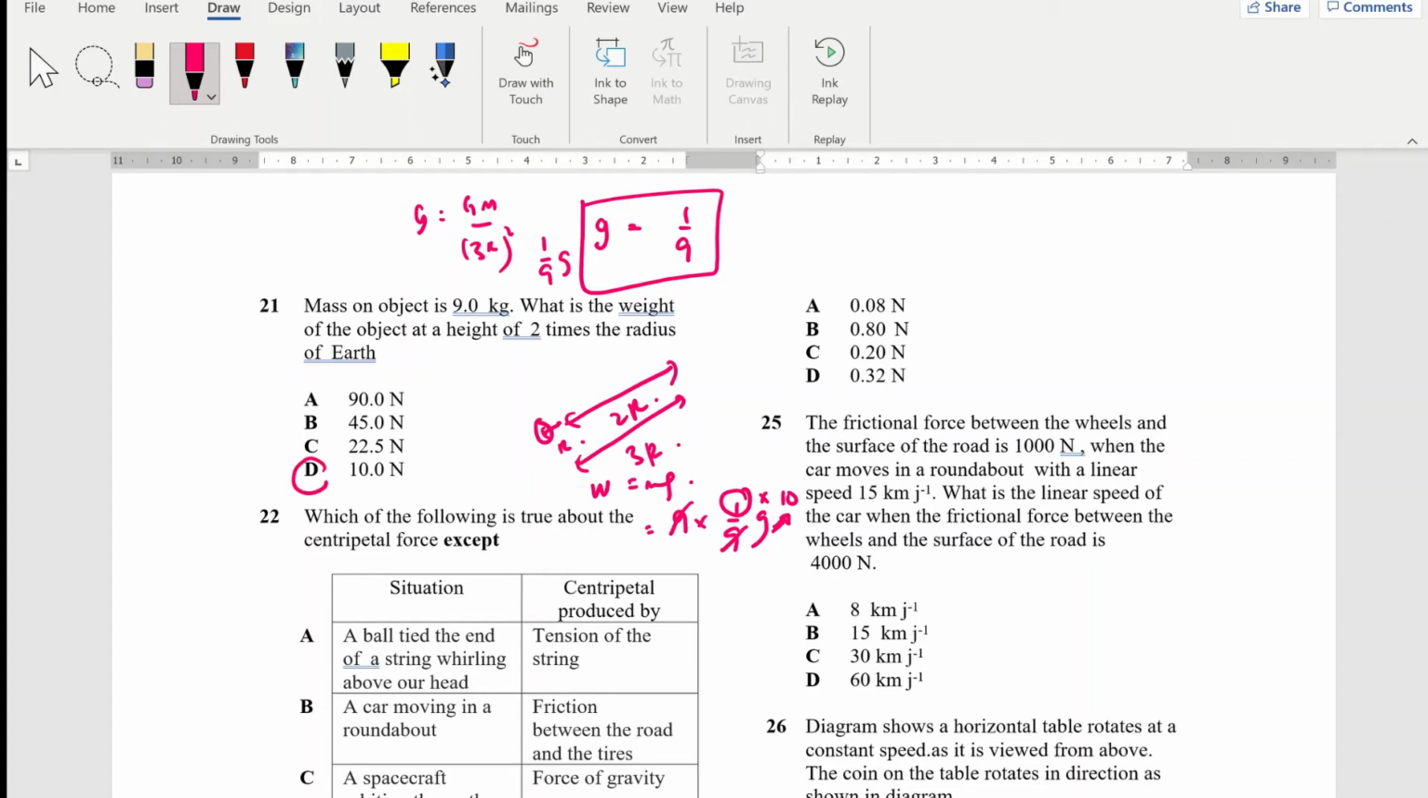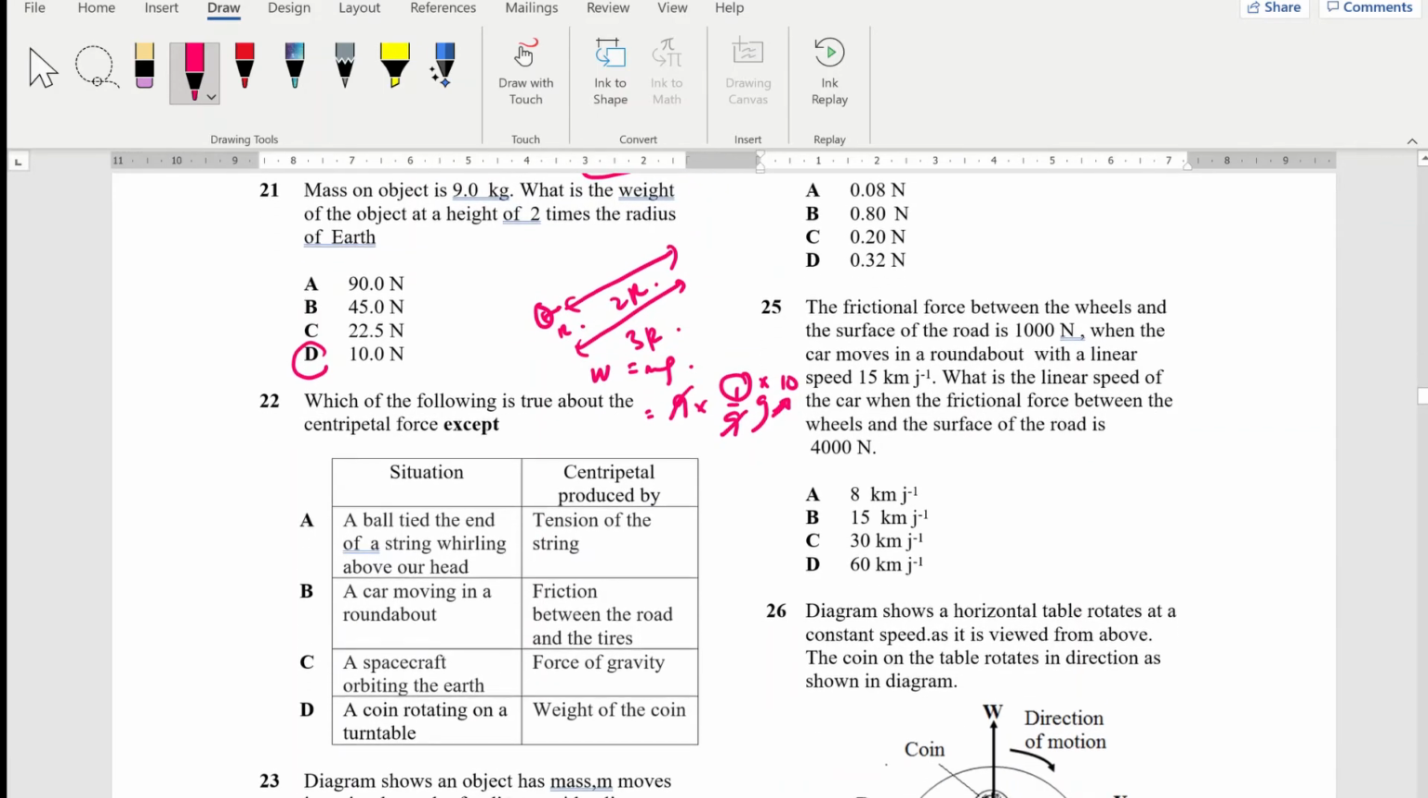G ni nak guna, sepatutnya kena guna 9.81, tapi sebab kita punya jawapan guna 10, so kita kena guna 10 lah. Kalau dalam exam nanti ke paper 2 guna 9.81, paper 1 awak kena tengok dia punya pilihan jawapan. Kalau tak dapat guna 9.81, gunalah 10. Okay.